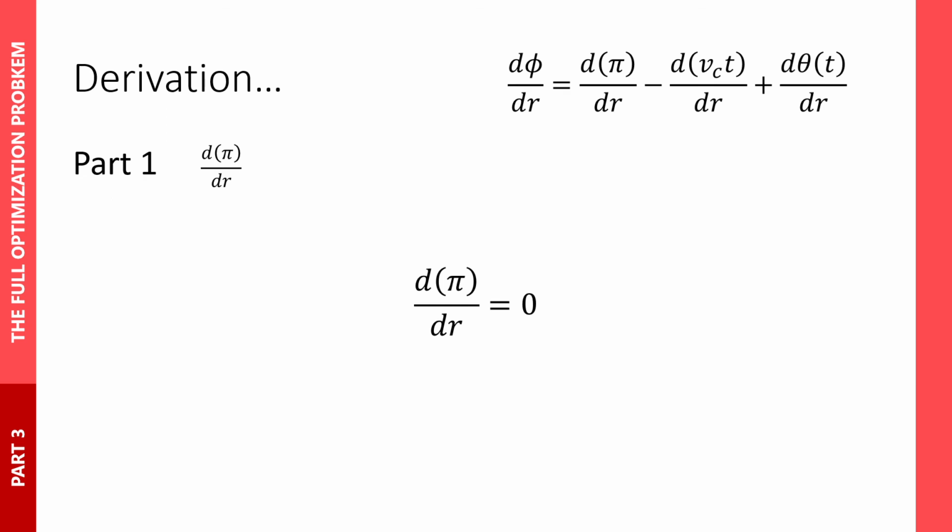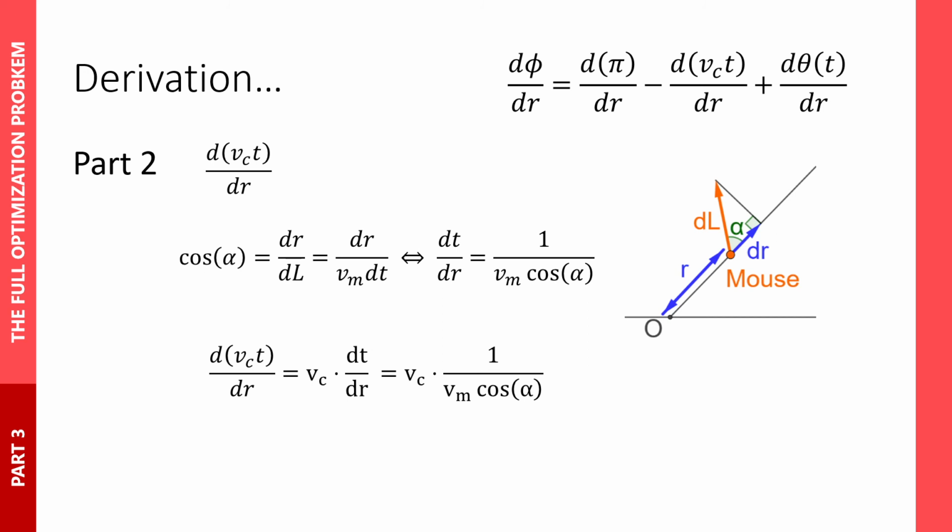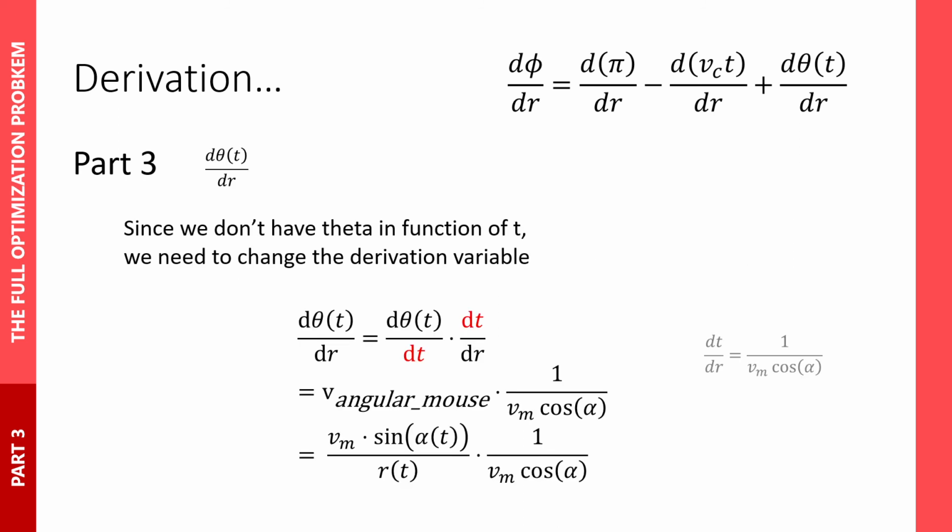That was easy. The second part is a bit more complex because we don't have the expression of the radius in function of time yet. But we can use trigonometry to find the ratio between dt and dr. We can now use this conversion in the formula to obtain the derivative of the second term. For the third part, since we don't have theta in function of t, we will need to change the derivation variable. Let's multiply by dt on both sides of the fraction, and with the knowledge from the previous slide, we can now calculate the derivative of this third term.